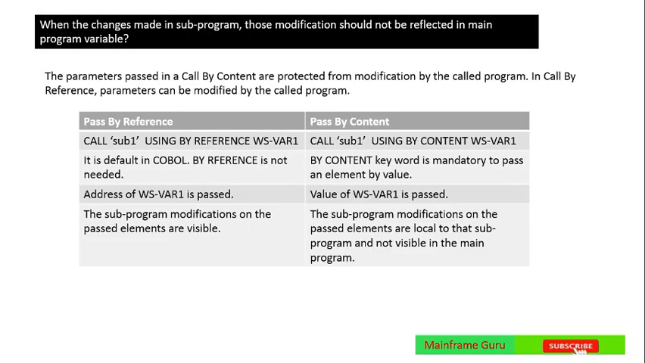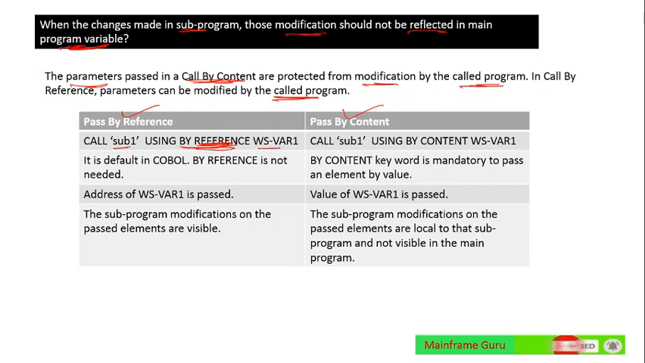Okay guys, the next question is, when a change is made in a subprogram, those modifications should not be reflected in the mainframe program variable. For that, the parameters passed in a call by content are protected from modification by the called program. In call by reference, a parameter can be modified by the called program. Like the pass by reference and pass by content differences, like call sub1 using by reference keyword.